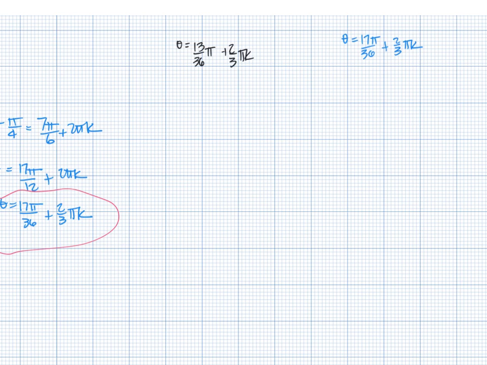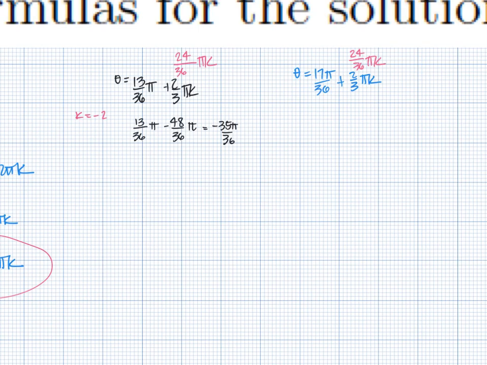-1. We found our common denominators. We are going to start with letting k equal -2. I've already done out the first one just so we can see how that works. I'll now work out the blue one. So theta is going to equal 17 pi over 36 minus 48 pi over 36, which should give us -31 pi over 36.